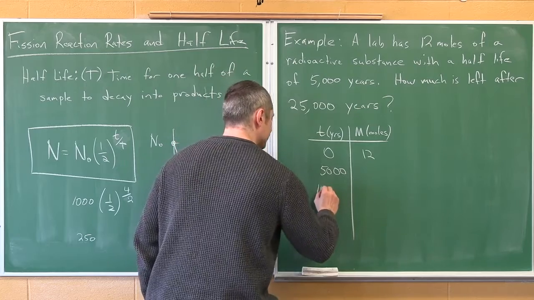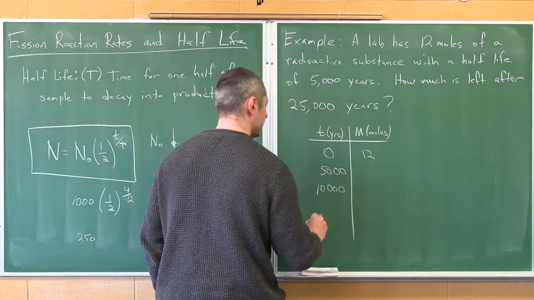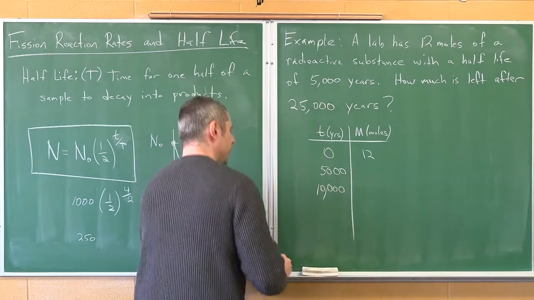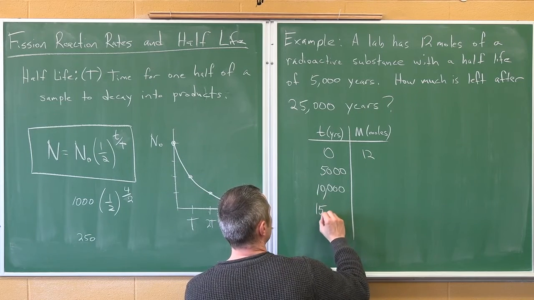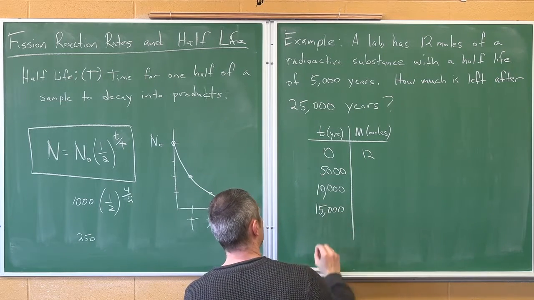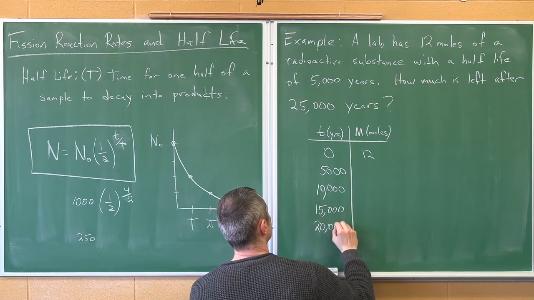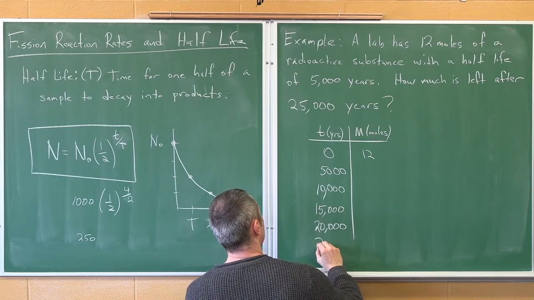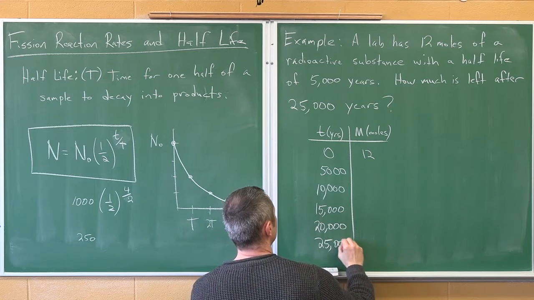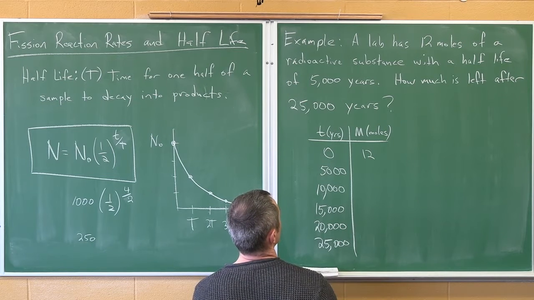Another half-life would be 10,000. Another half-life would be 15,000. Another half-life would be 20,000. And another half-life would be 25,000. All we're doing is going up by 5,000s.